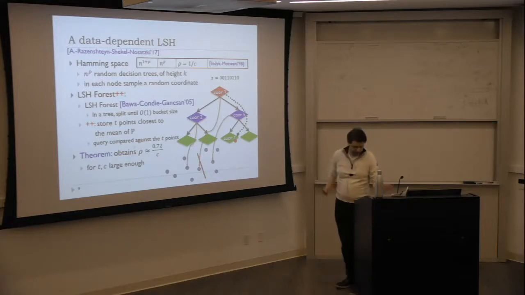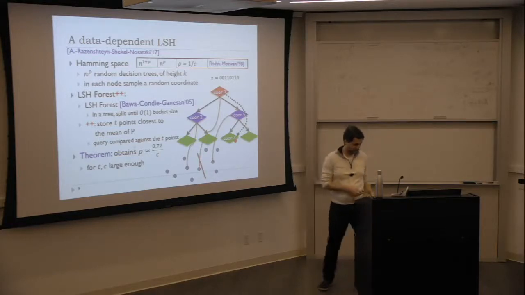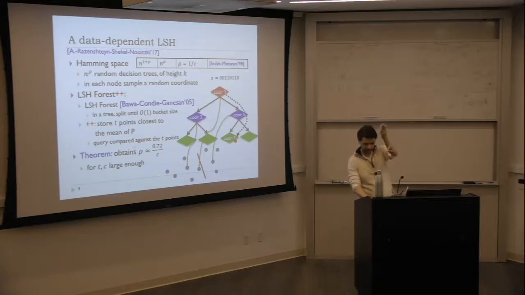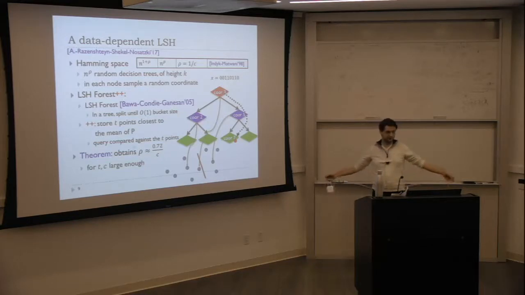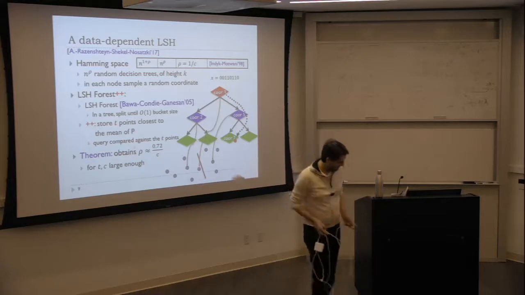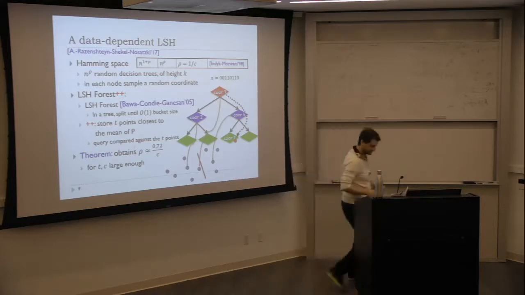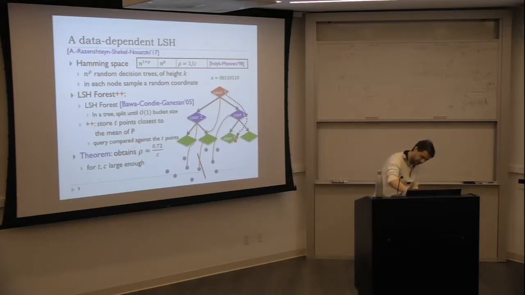And this actually finishes the data dependent part. Are there any questions about nearest neighbor search so far? Because from now on we'll go into final remarks, and in particular I'll talk about the and more part.